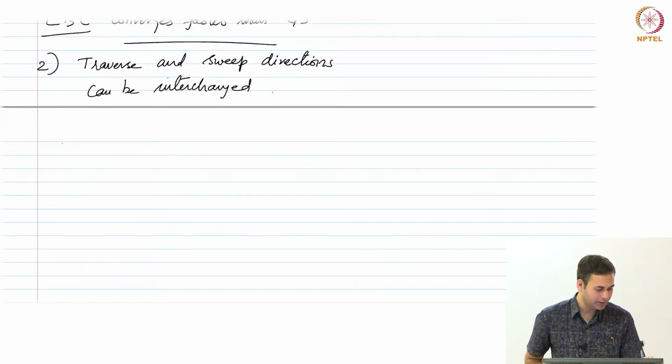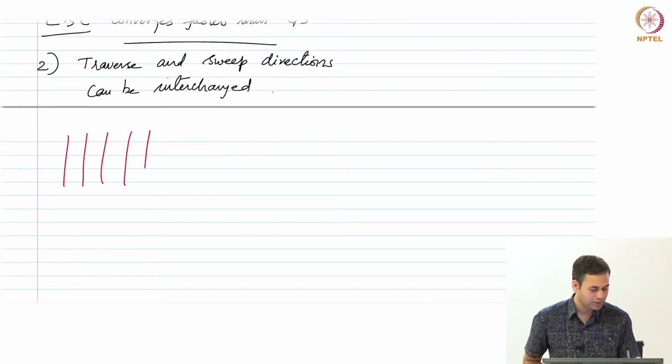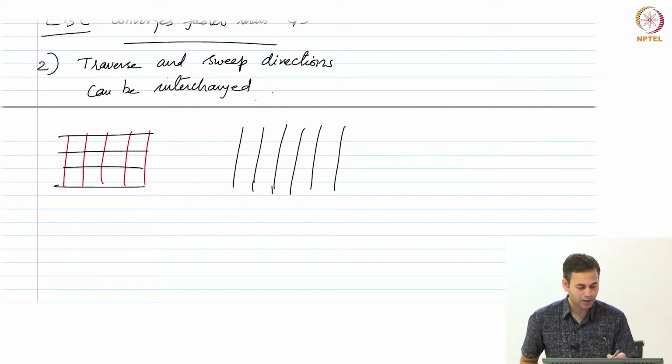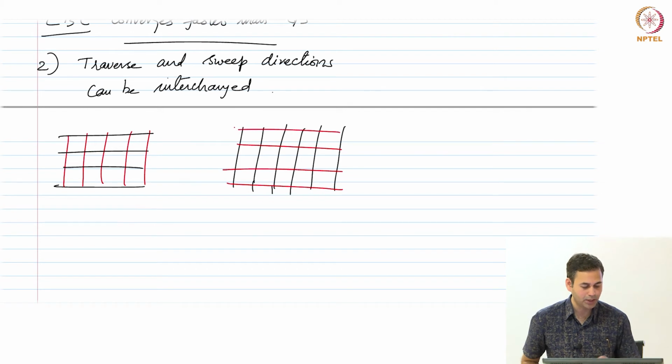That means initially this is the traverse and this is the sweep, and the next iteration this is the sweep and your traverse could be along the x axis. You could do this. So your sweep is along this direction here, and your sweep is along this direction here.